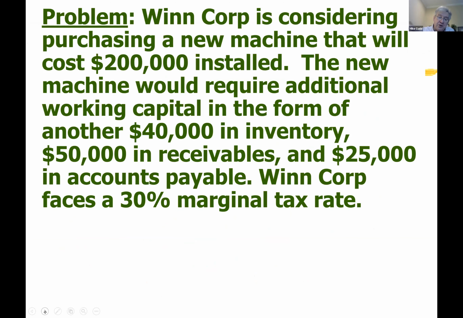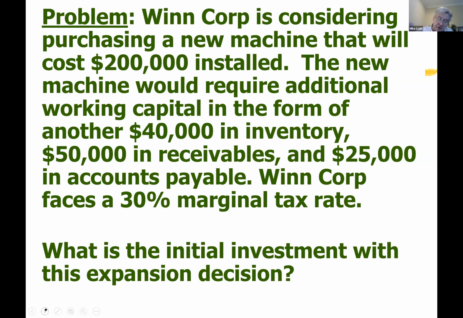A corporation is considering purchasing a new machine that costs 200,000. It would require another 40,000 in inventories, 5,000 in receivables, 25,000 in accounts payable. We're looking at a marginal tax rate of 30%. What's the initial investment?